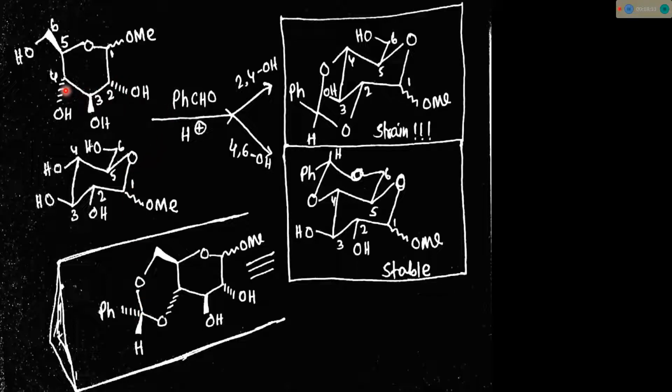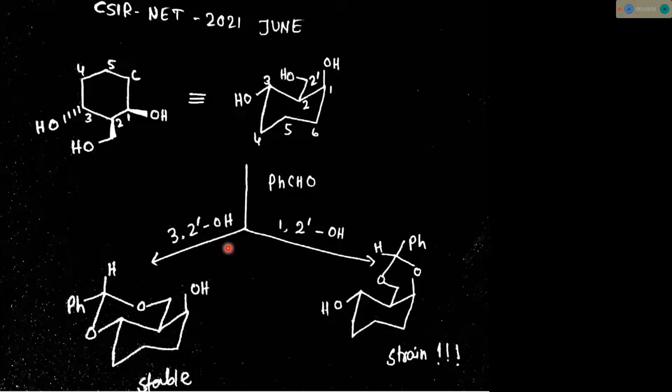2, 4 are in cis positions, but still if this 2 and 4 OH group react with benzaldehyde, we will get a highly unstable molecule. If 4 and 6 react, we will get a stable molecule, though 4 and 6 are not completely cis to each other or completely trans to each other. So in this case the 4 and 6 OH groups, which are a 1,3-diol, react with benzaldehyde to form a stable molecule. This is the stable molecule. So yeah, this same question was asked in the last CSIR NET exam that was conducted.